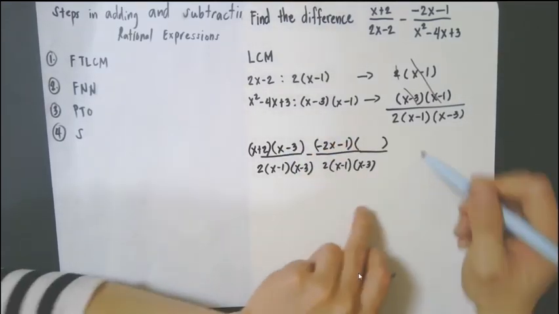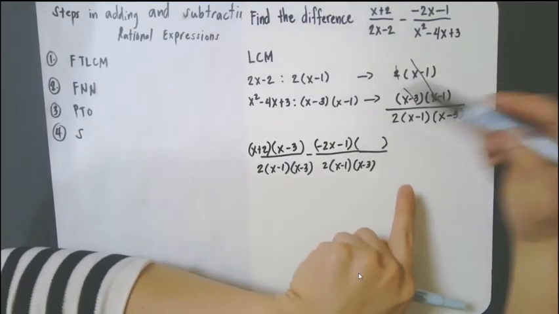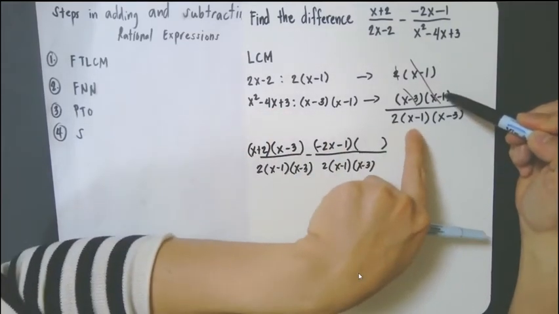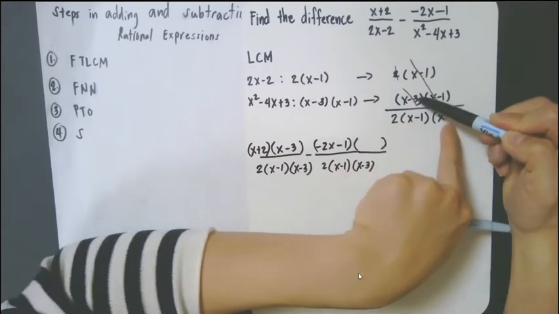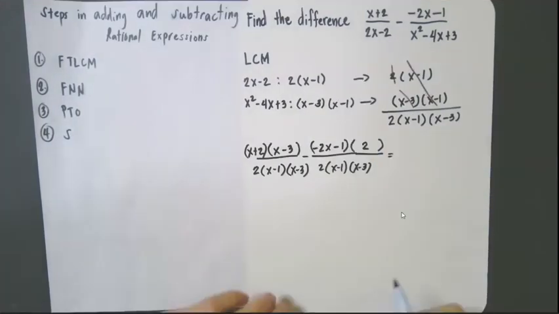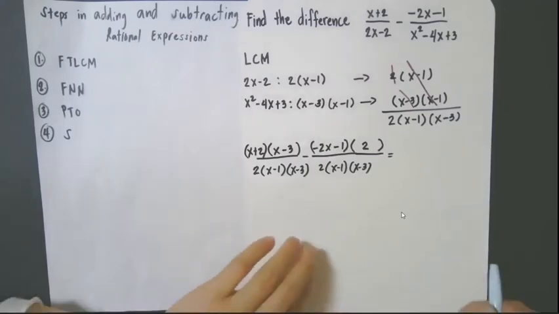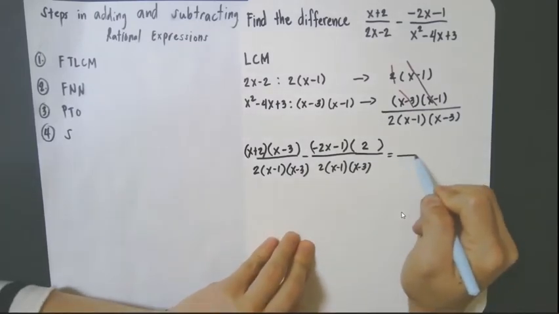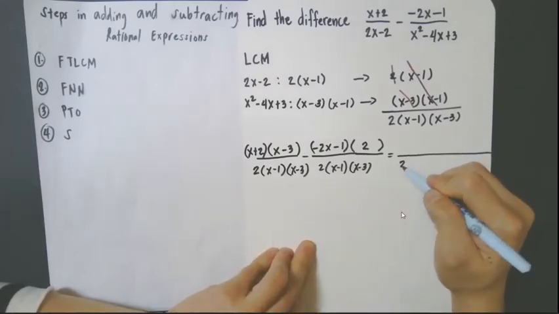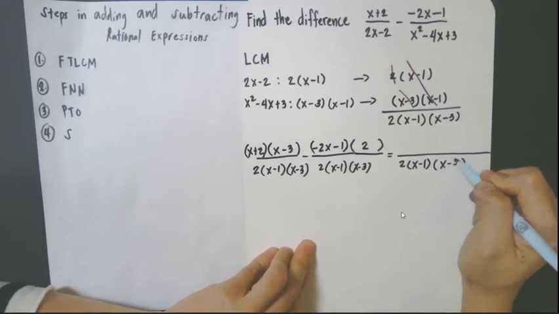Do the same thing with the second expression. So compare the factors. So denominator is over here, the old denominator. So x minus 1, they both have x minus 1. They both have x minus 3. So the different factor is 2. So you will write here 2. So now we are ready to do step number 3, which is to perform the operation. So to do that, let's write them in a single expression. So let's copy the denominator. 2 times x minus 1 times x minus 3.